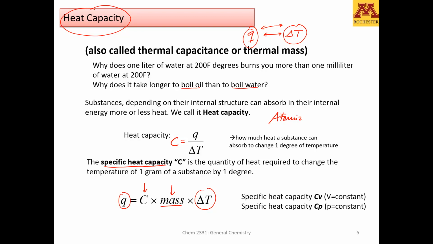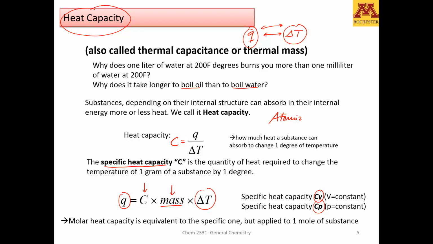There are some specific kinds of heat capacities. There is the CV, when this heat capacity is measured at constant volume. There's the CP, when this heat capacity is measured at constant pressure. We will not go through this. Most of the time we will talk about constant pressure, for obvious reasons: at 1 atmosphere, the pressure is always constant in our lab. But just so you know, there are two different kinds.